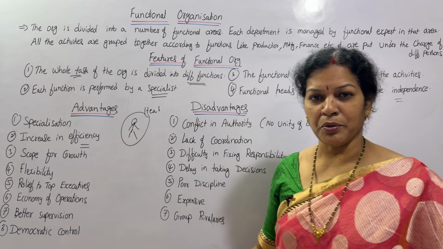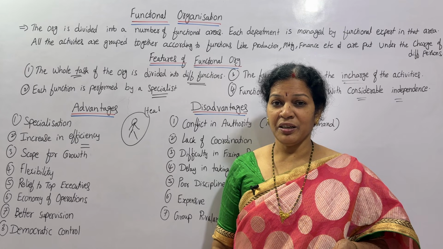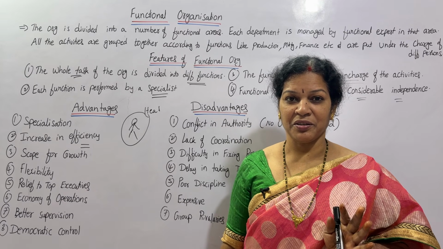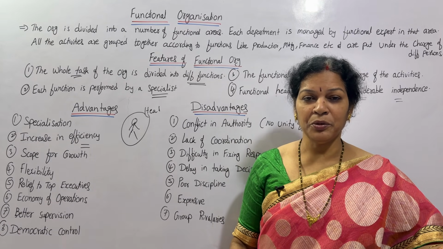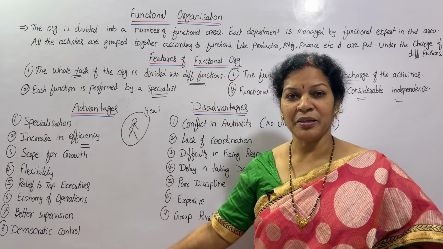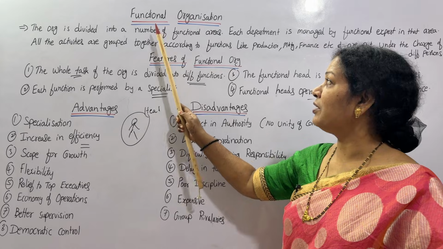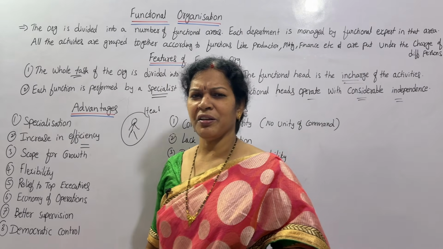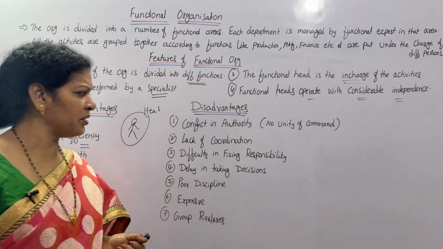And democratic control. They have the authority, but to some extent, so they have the liberty to take decisions. That democratic control is there. These are the main advantages of handling this functional organization. There are some disadvantages also.